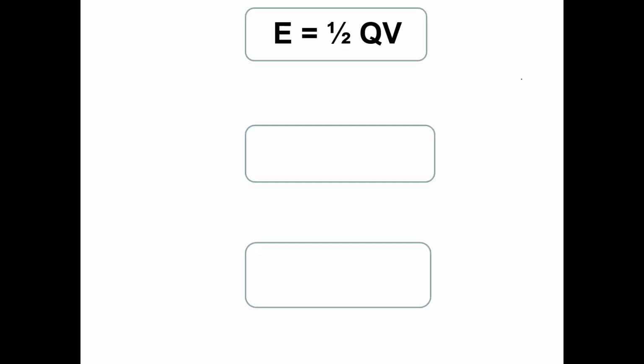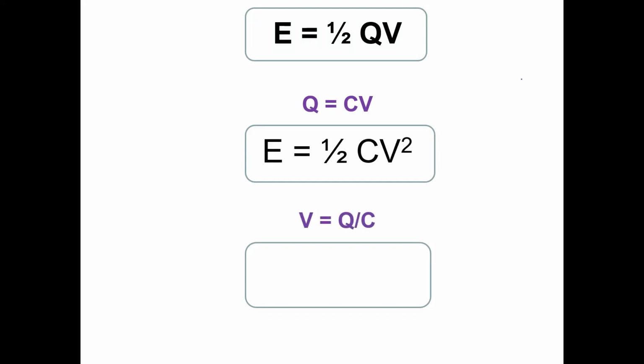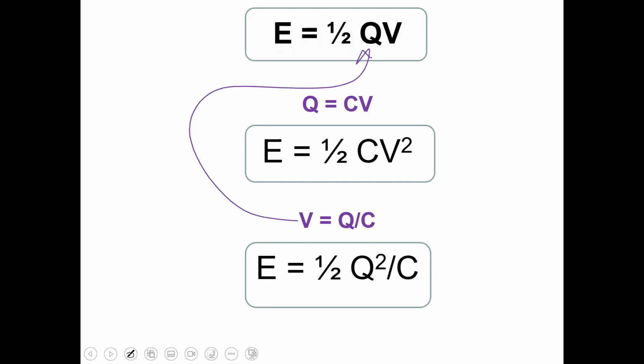Now, look at the formula half QV. If I use the formula Q is equal to CV, then it becomes half CV square. If I put V is equal to Q upon C in this, so I will get half Q square upon C. This Q is also replaced here. So the main formula is half QV and the other two formulas are of the extension. You have to copy these formulas.